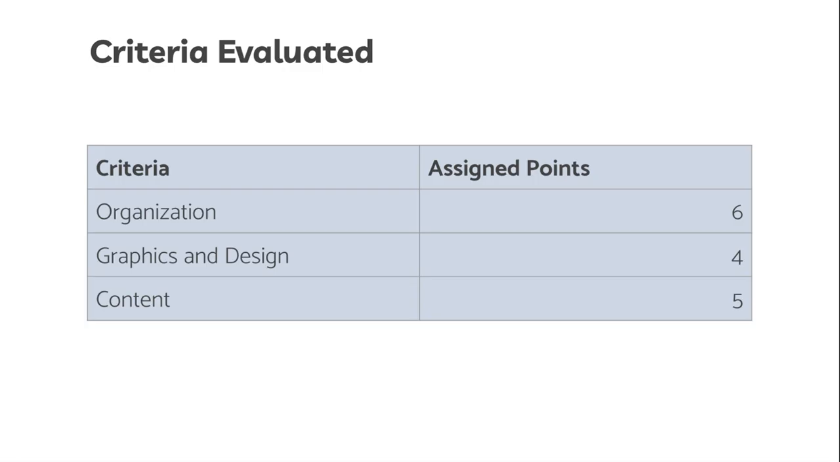This is the rubric of how I will be evaluating it out of 15 points. Organization can reach up to 6 points, graphics and design 4 points, and content 5 points.